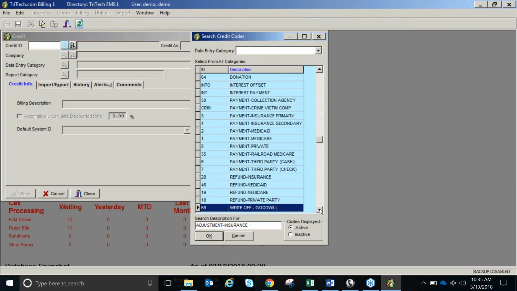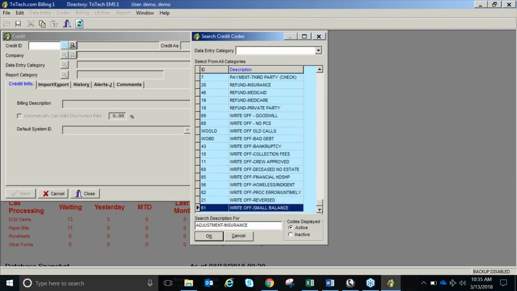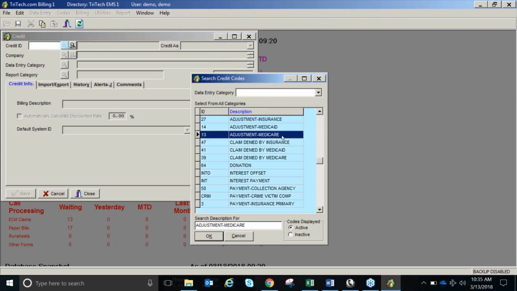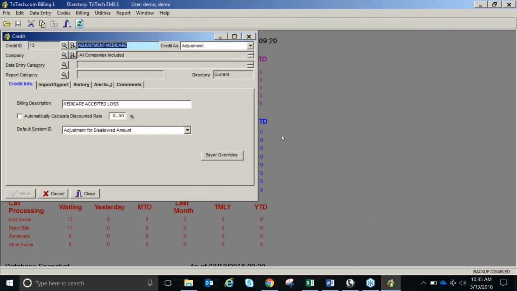And then last but not least, we have our refunds and then our write-offs. So we're going to talk about some of these and what each of them mean. So the first example we're going to use is an adjustment. And we all know that we have to adjust off a dollar amount that's considered disallowed for both Medicare and Medicaid. It's an accepted loss.